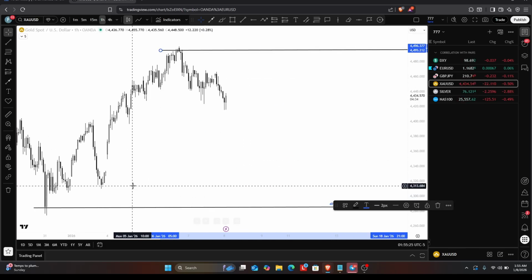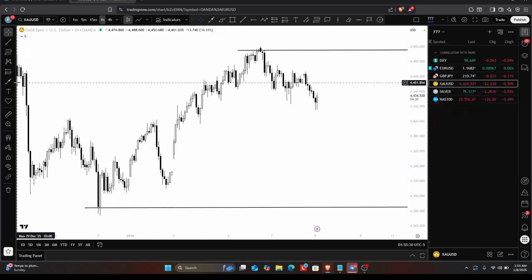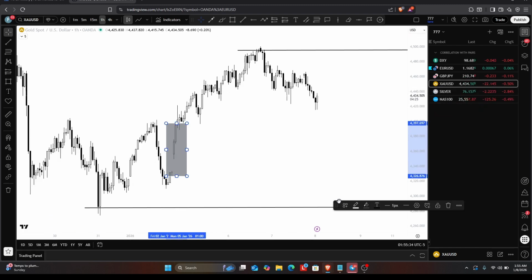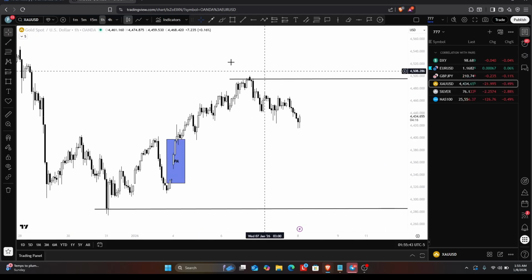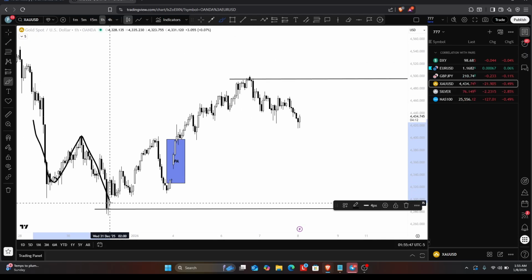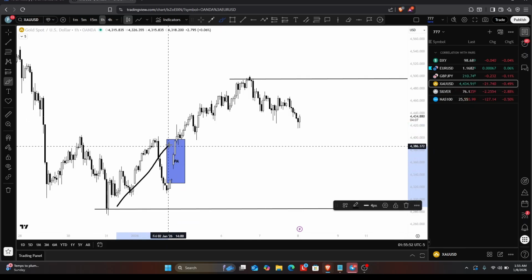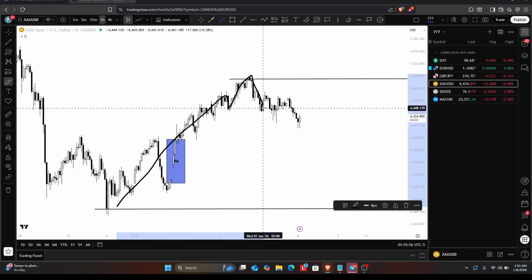And then if you take a look at the 1 hour, we do have crazy imbalances down here. Okay, so currently the price is, we're going to say this, lower low, lower high, lower low. It did not break structure until it got right here. We're going to say higher high, higher low, higher high. It did break right there.